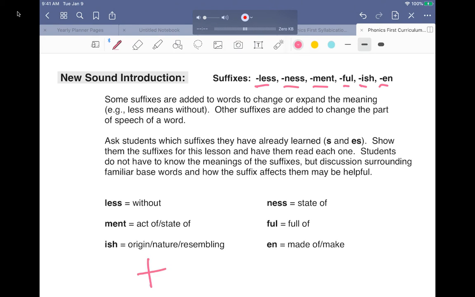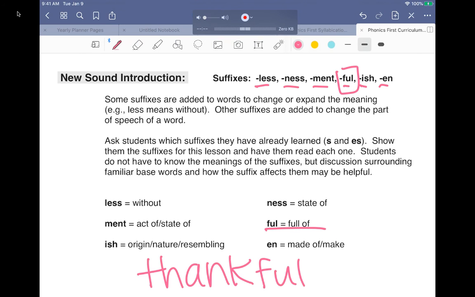So for instance, what is that word? Thank. If I add this right here to the end, what's this word now? Thankful. As you can see, full means full of. So what this does is it adds meaning to the end of our word. So now instead of just thank, it means thankful, which means I am full of thanks. Think about Thanksgiving when we say, what's one thing you're thankful for? It means I'm full of thanks. I'm really thankful that I have it.